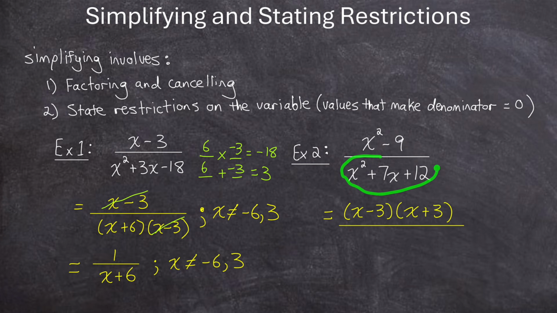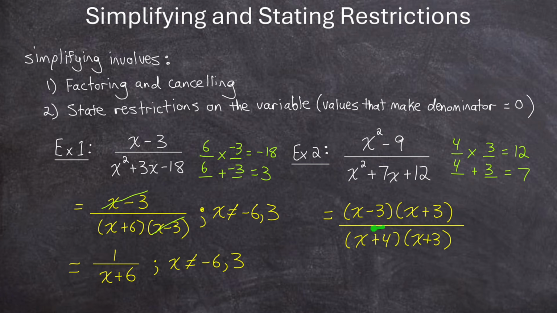And in the denominator, there is a quadratic trinomial, so I'll find numbers that have a product of 12 and a sum of 7. The numbers that satisfy that product and sum are 4 and 3, which means the quadratic in the denominator factors to x plus 4 multiplied by x plus 3. And now that the denominator is in factored form, I can easily see the restrictions on the variable. What would make that denominator be 0? Well, the denominator would be 0 if either of these factors were 0. And x plus 4 would be 0 if x was negative 4, so that's one restriction on the variable. And x plus 3 would be 0 if x was negative 3, so that's another restriction on the variable.